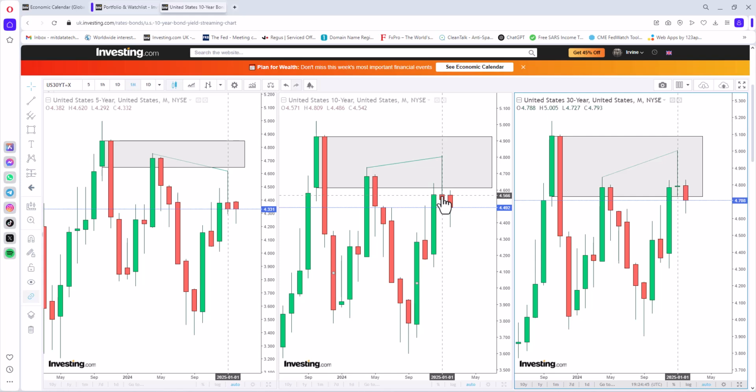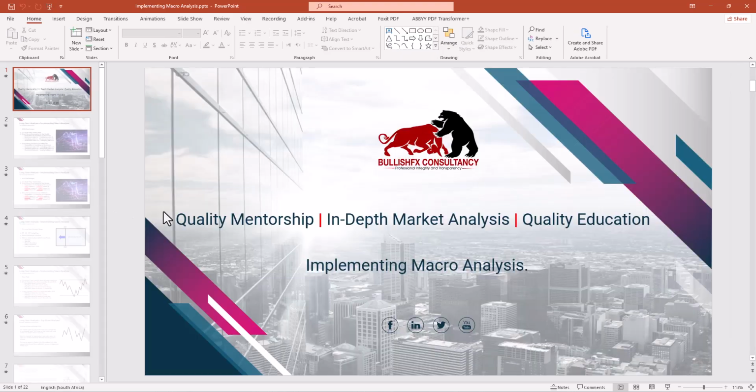Now remember, you have to do this with the correlated assets, right? Your macro perspective, understanding your macro perspective of the charts, where you have the benchmark and where you have the underlying, right? So manipulation in the benchmark and price moving in the opposite direction on the other asset, right? So this is implementing macro analysis, guys.